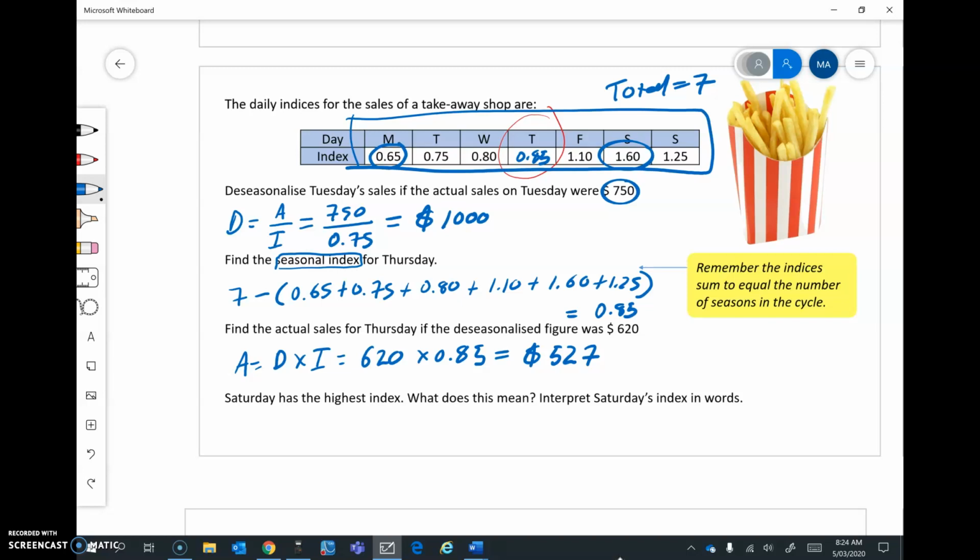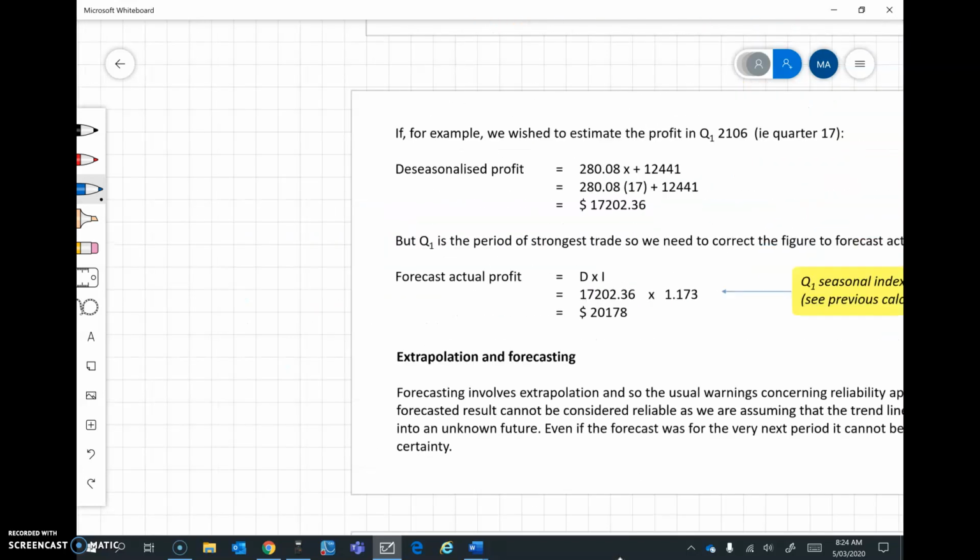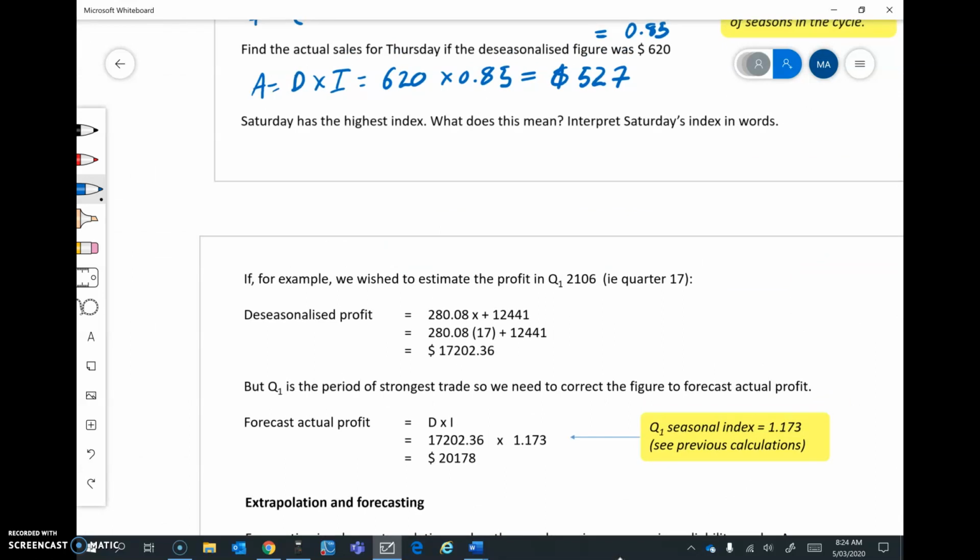So what does it actually mean? How do we interpret this? So Saturday has the highest index. So Saturday clearly has the best sales. Okay, so most sales are on Saturdays. Or you could even say they turn over the best profit, or they sell the most takeaway, whatever you like, but words to that effect. So what does this number of 1.6 mean? Well, if we convert that to a percentage, 1.6 as a percentage by multiplying by 100 gives us 160%.